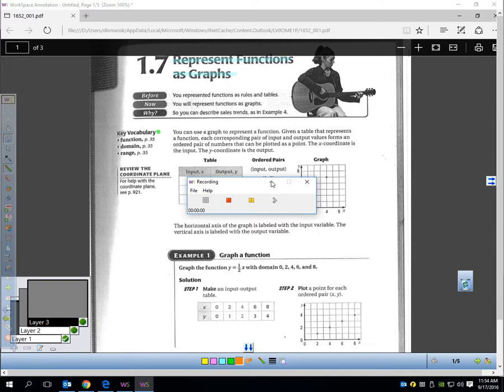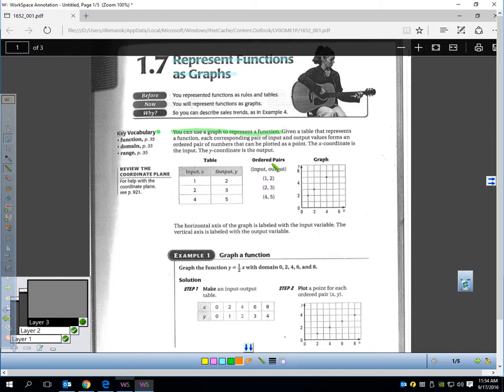This is lesson 1-7, represent functions as graphs. You should be on page 43. You can use a graph to represent a function. We've already looked at this on the last video.